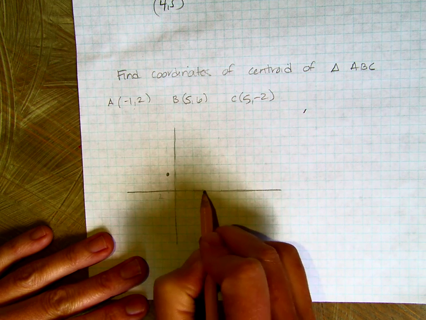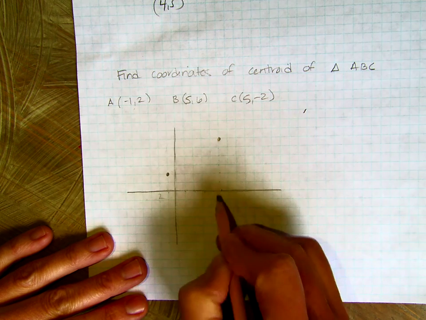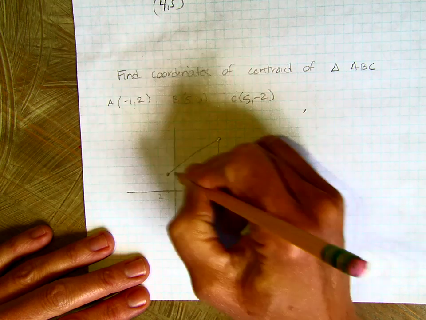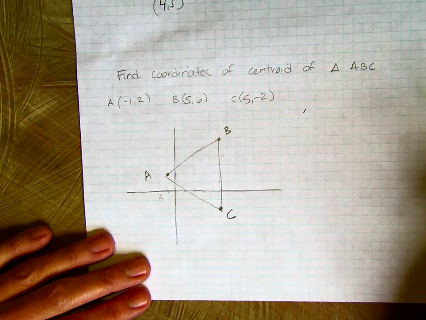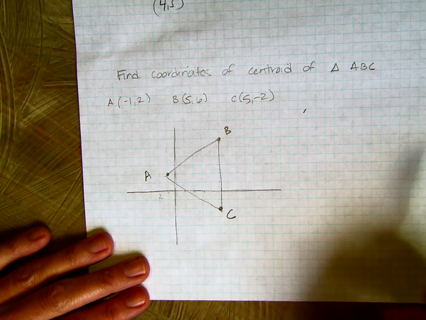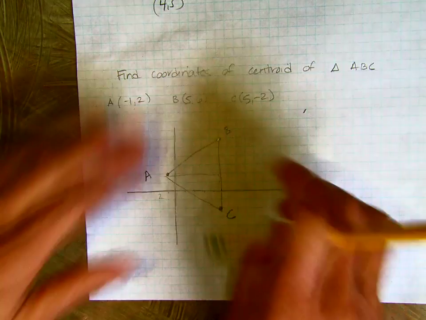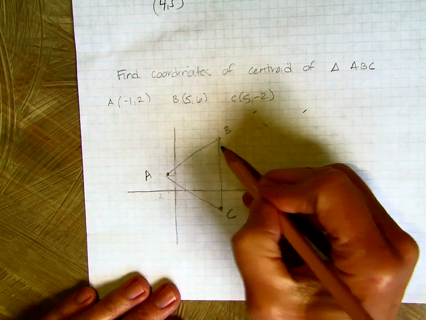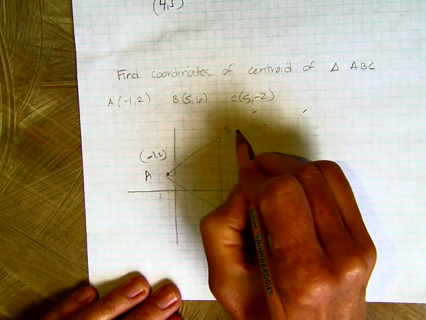Another problem, they might just give you the coordinates. Negative 1, 2, then 1, 2, 3, 4, 5, 1, 3, 4, 6, and then 5, negative 2. So there's my triangle. If I wanted to, notice this beautiful vertical line, it should be halfway.